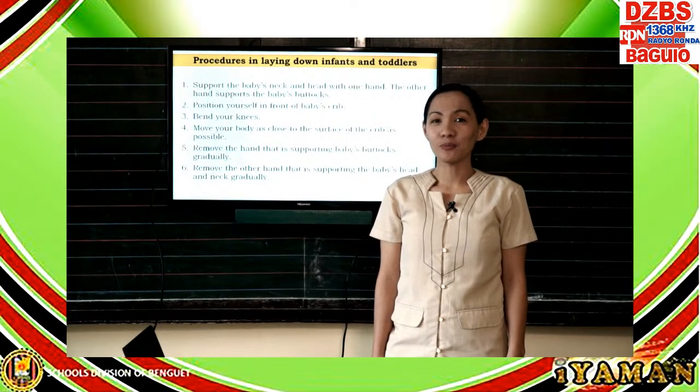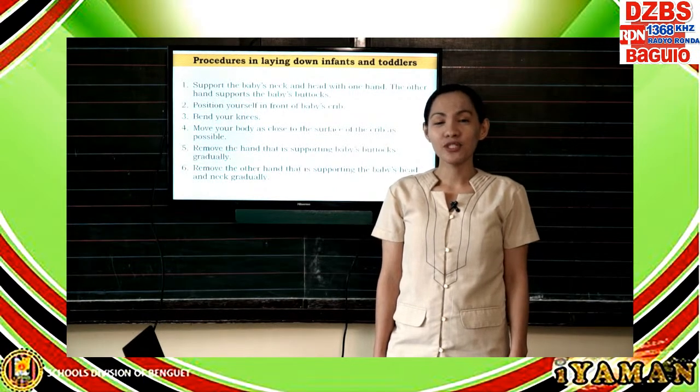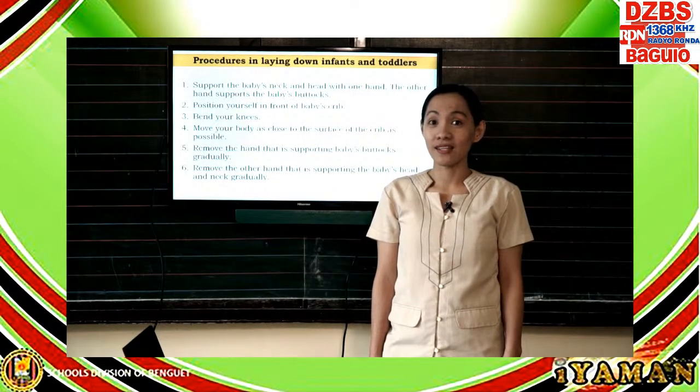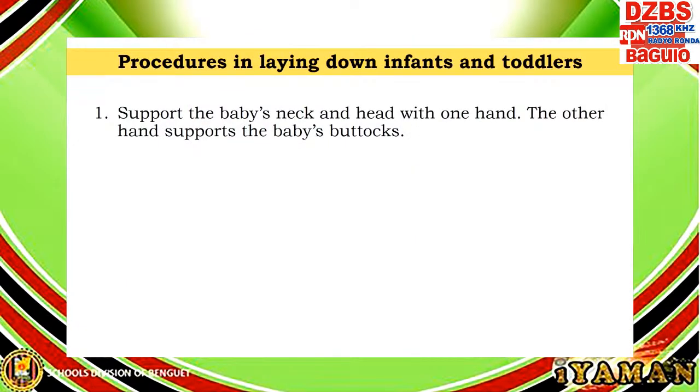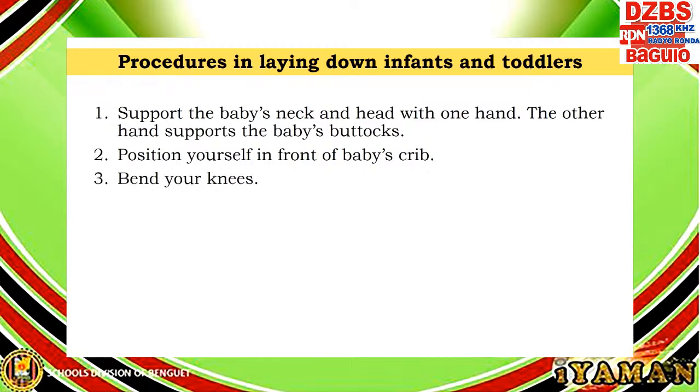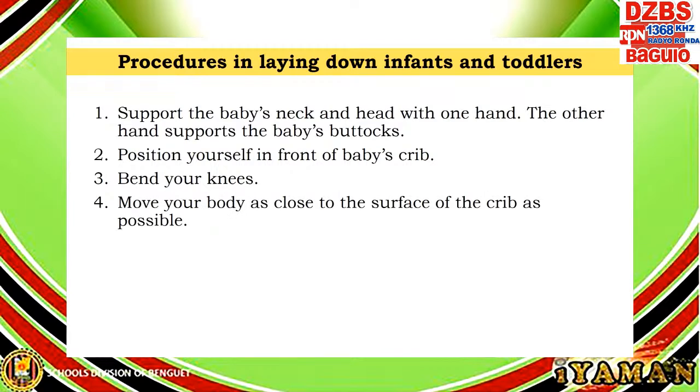Since you already know how to pick up babies, I added procedures in laying down infants and toddlers. Here they are. First, support the baby's head and neck with one hand. The other hand supports the baby's buttocks. Second, position yourself in front of the baby's crib. Third, bend your knees. Fourth, move your body as close to the surface of the crib as possible.